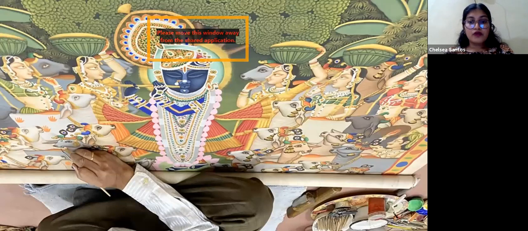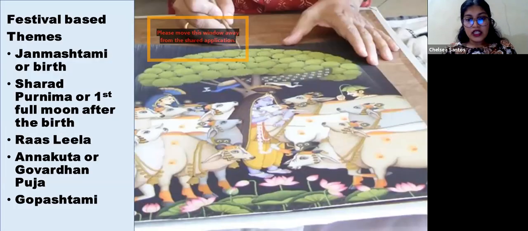And now we come to what is depicted in these paintings. So like I said, it is essentially Srinathji, Krishna being depicted in these paintings, but you would find it's not just one type of painting. You would have several themes emerging out of this very style of painting. As many as 30 themes based on festivals are prevalent in this style of painting.